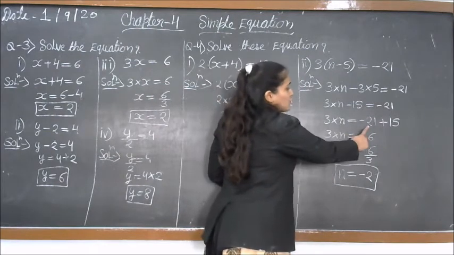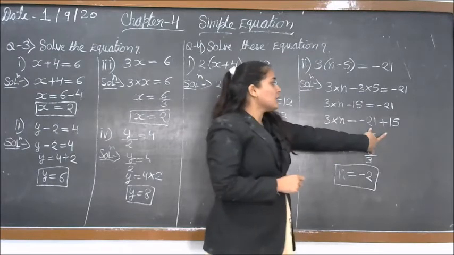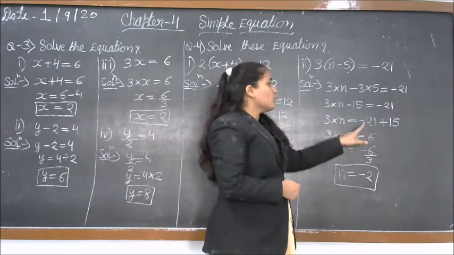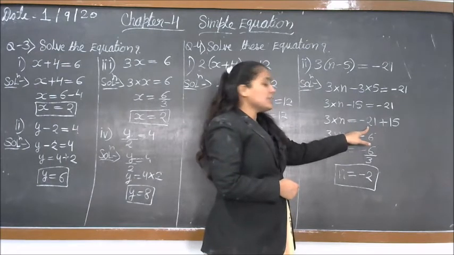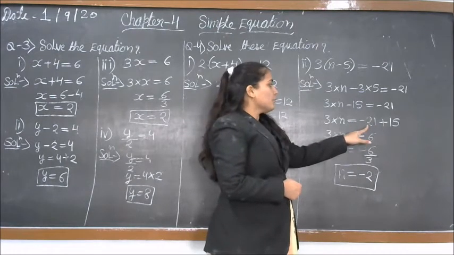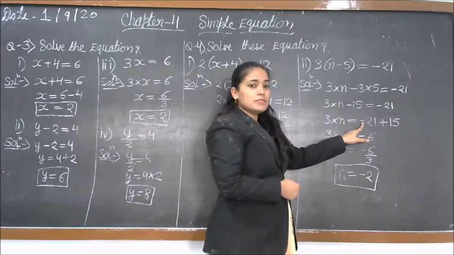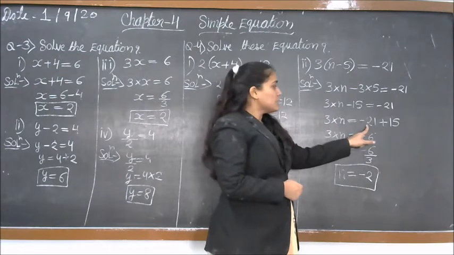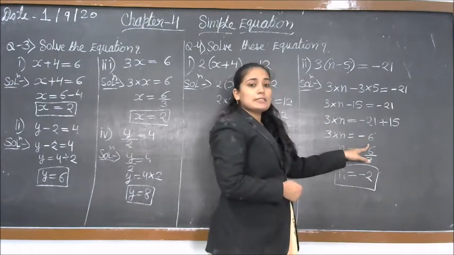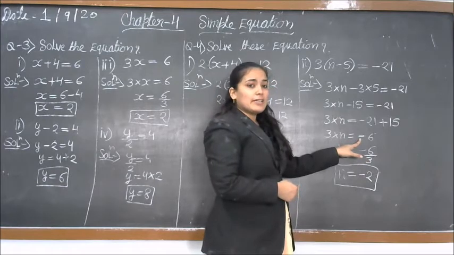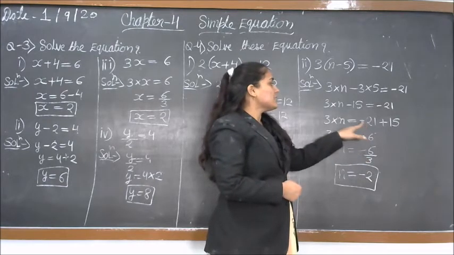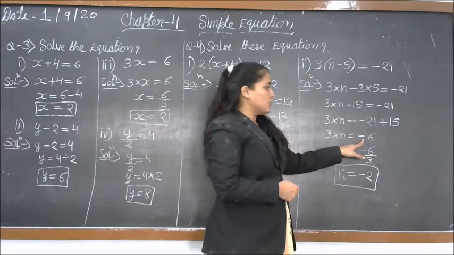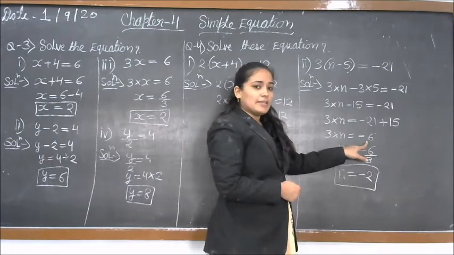Now minus 21 plus 15, there are two numbers, one negative and one positive. So, which is the greater number here? 21. Before the 21 there is a negative sign. So, we have to subtract, meaning 21 minus 15, the answer is 6. And why do we put a negative sign here? Because the greater number has a negative sign, therefore the answer is also negative. Therefore the answer is minus 6.